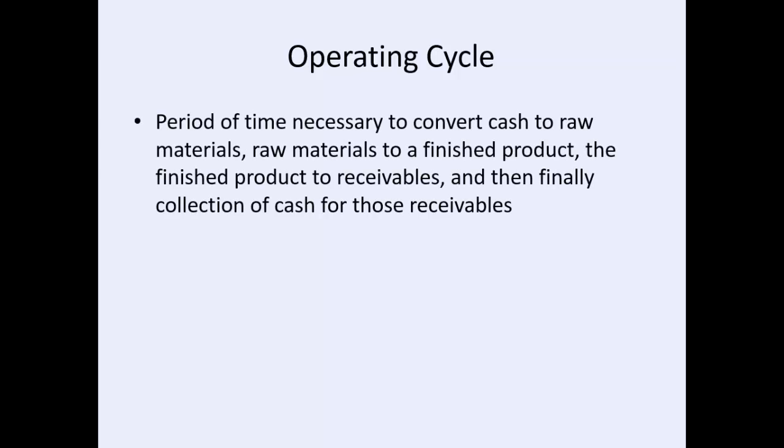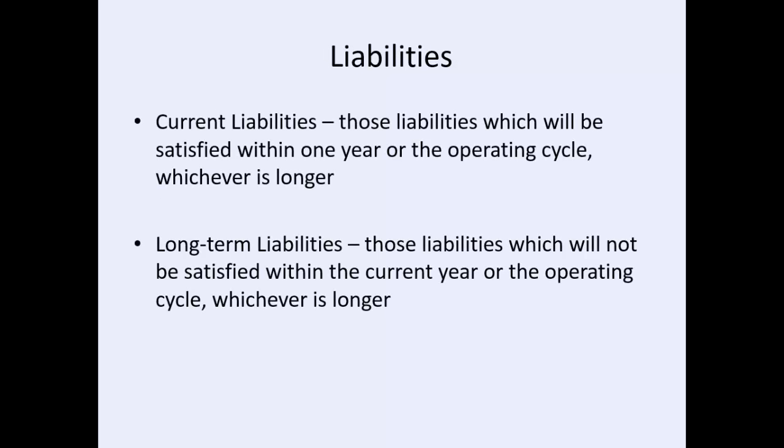What is the operating cycle? Well, it's the period of time you need to convert your cash to raw materials to finished product, the finished product to receivables, and then finally collection of cash for those receivables. So the operating cycle is from the time you initially had a cash outflow until you collect for those. For most companies, it is less than 1 year, although an operating cycle can be longer. And with liabilities, this also must be classified current and long-term.